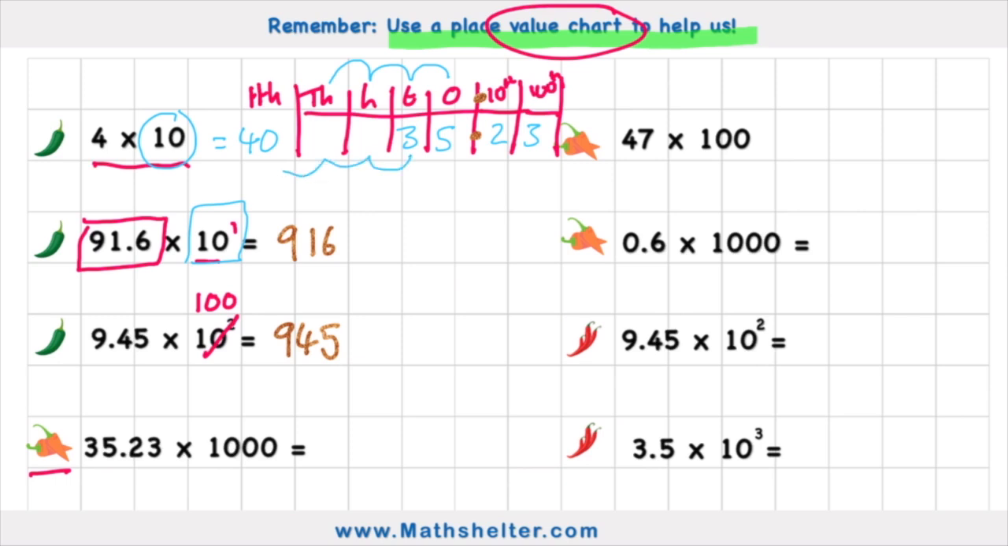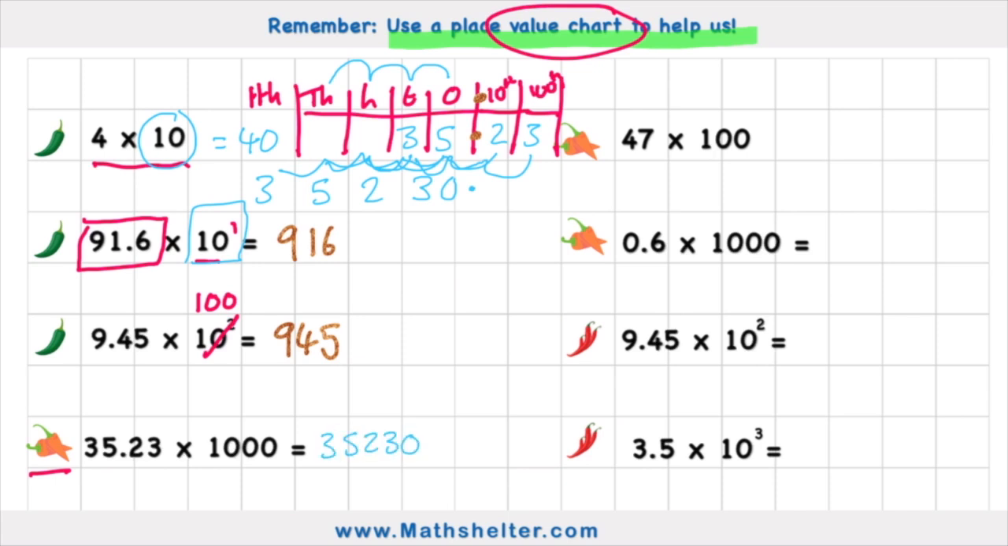3 goes 1, 2, 3. My 5 goes 1, 2, 3. My 2, 1, 2, 3. And my 3, 1, 2, 3. Now in this case, I'm going to need my placeholder before the decimal, so my answer is 35,230. Now at this point, we're about halfway.